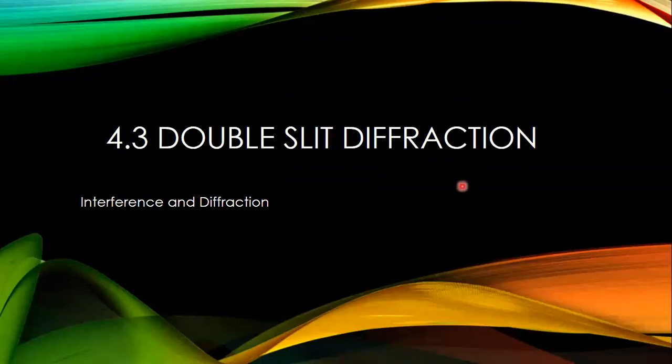Let's revisit the double slit diffraction. When we're sending light through a double slit, we are seeing two different things. We're seeing the interference pattern that we talked about in the previous chapter, but we're also seeing two diffraction patterns, actually, a single diffraction pattern from each of the slits.